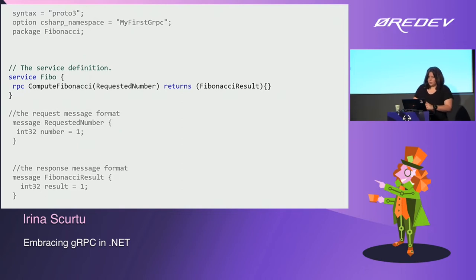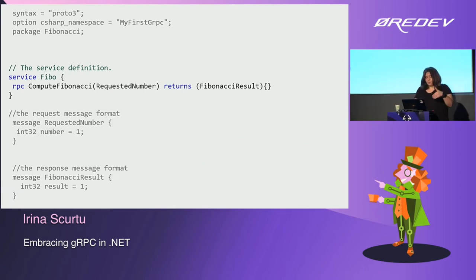Now, if you ever worked with SOAP services or WCF, this might, in a way, be familiar, because what you're doing is exposing operations towards the external world of your system, and you need to define the services. You need to say, hey, I need to expose an RPC operation called ComputeFibonacci that has an input called RequestedNumber, and that returns the Fibonacci output as a result. For each of these, the input parameter and the return part, you'll need to specify the exact type.